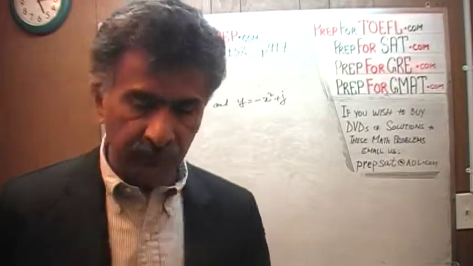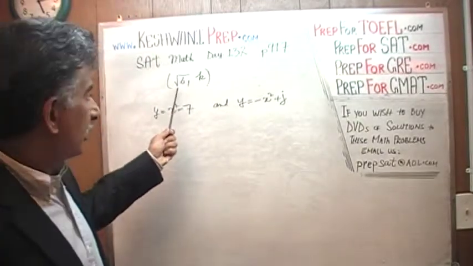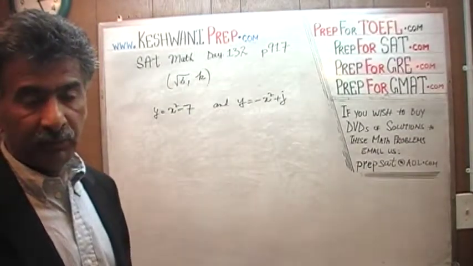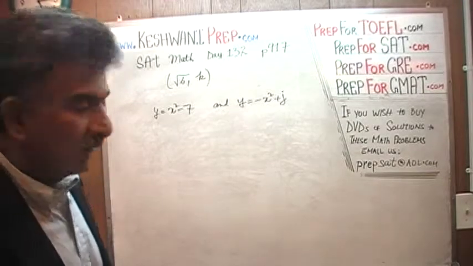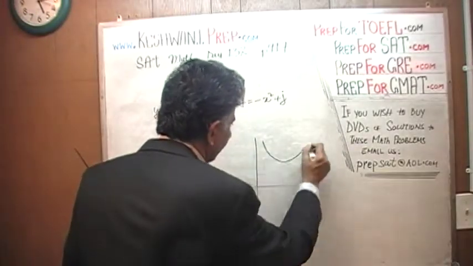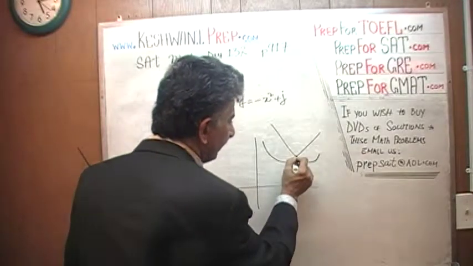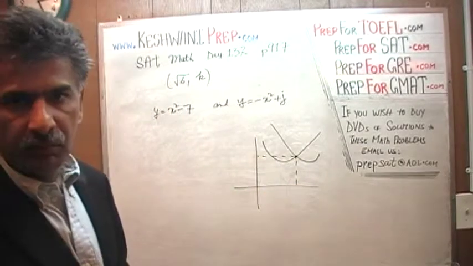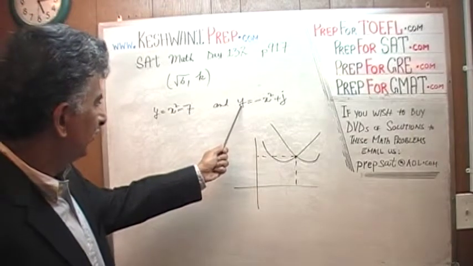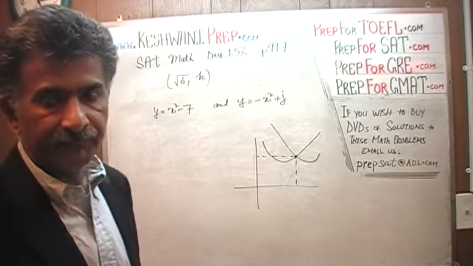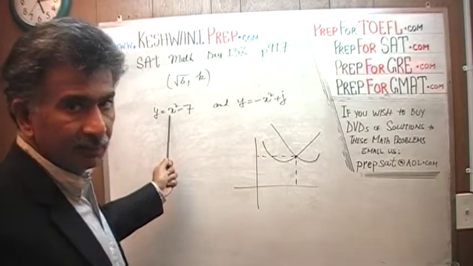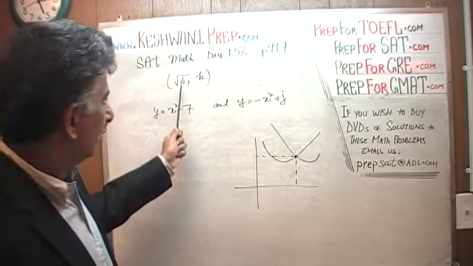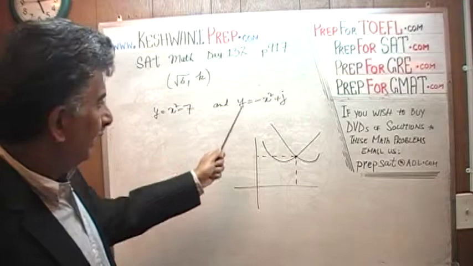Well, it's the point of intersection. We've just been told that this point with the x coordinate of root 6 and the y coordinate of k is the point of intersection. That's where the two graphs intersect. If this is where they intersect, their y coordinate has to be the same and their x coordinate has to be the same, which is why it's called the point of intersection. This point, root 6 and k, satisfies this equation and that equation.